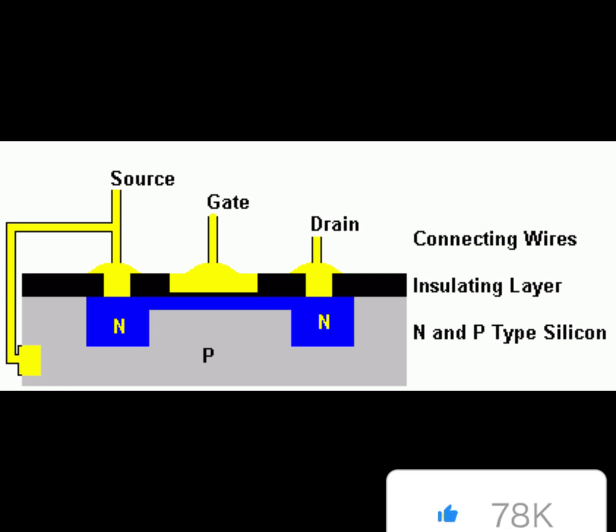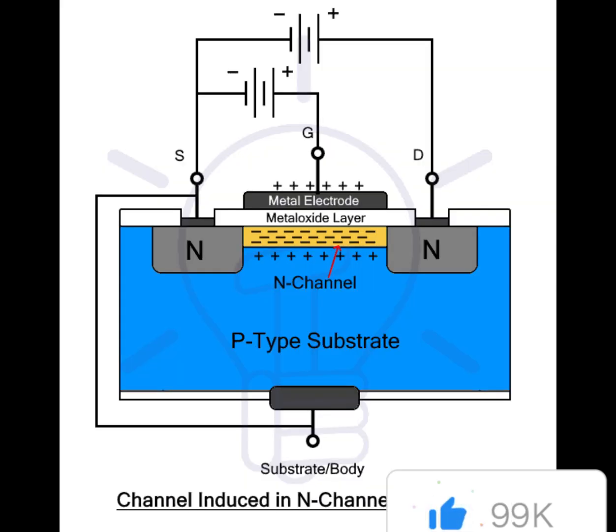Now, if a voltage is applied between the drain and the source, the current flows freely between the source and the drain, and the gate voltage controls the electrons in the channel. If we apply negative voltage, the whole channel will be formed under the oxide layer.